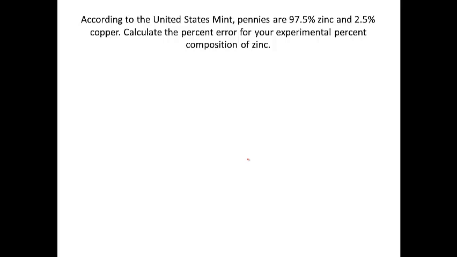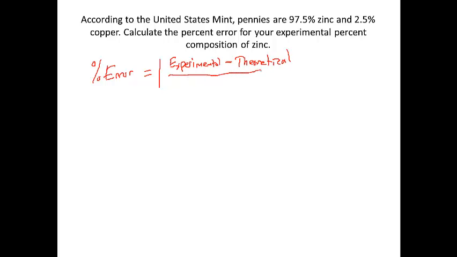Now the third question, according to the U.S. Mint, pennies are 97.5% zinc and 2.5% copper. Calculate the percent error for your experimental percent composition zinc. So we want to look at zinc. Percent error is equal to the absolute value of the experimental value minus the theoretical value, divided by the theoretical value, and the whole thing times 100.